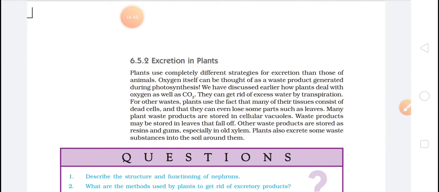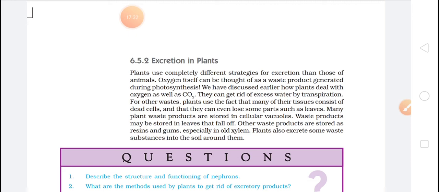Oxygen itself can be thought of as a waste product generated during photosynthesis. We have discussed earlier how plants deal with oxygen as well as carbon dioxide. They can get rid of excess water by transpiration. This we have discussed, that whatever excess water is there, through transpiration they will get rid of it. And whatever oxygen they have prepared will move out from the stomata.